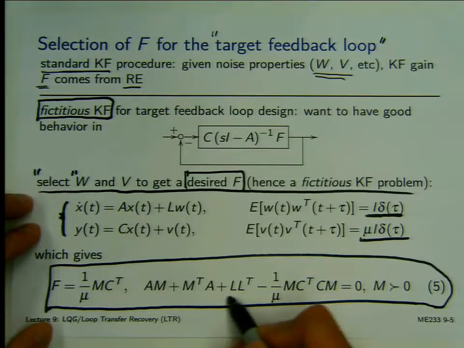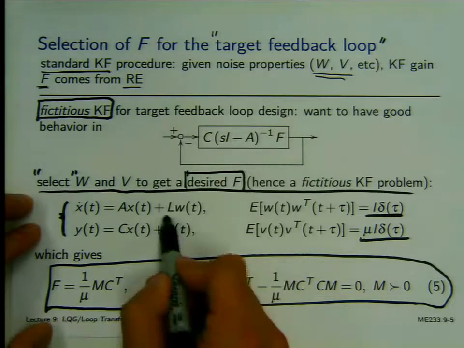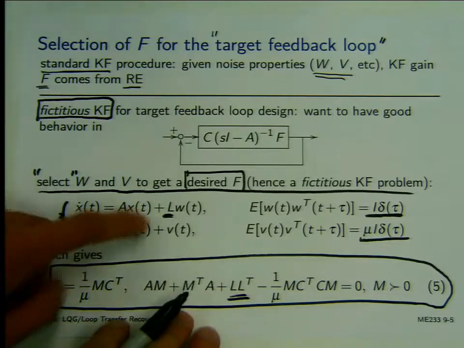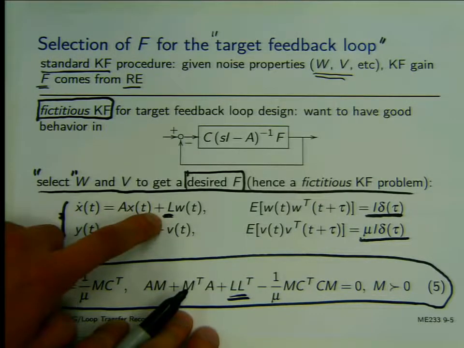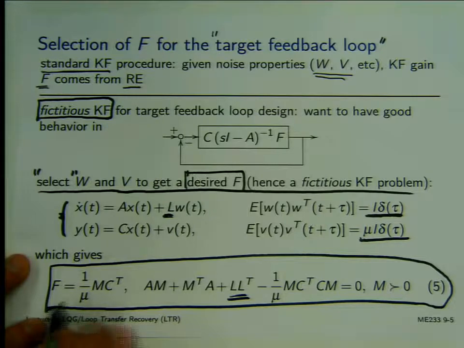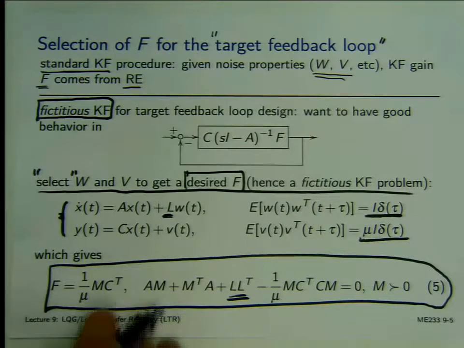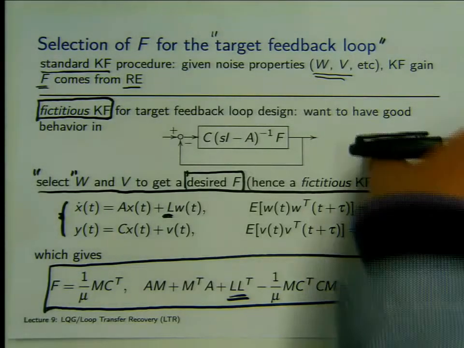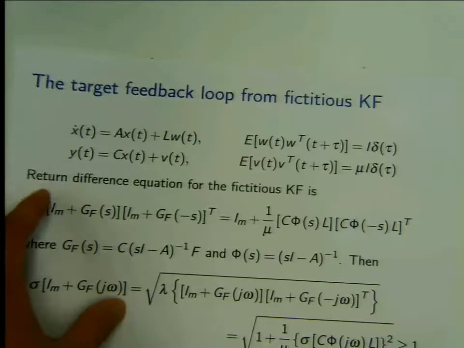Okay? And take another look here, L. This is also not the matrix B in the actual system, but it's something we can design to make this F matrix have nice properties. Okay? So this is where it starts to get a little bit difficult to understand. The concept of a fictitious Kalman filter is not a true Kalman filter for the original system, but it's something. Someone had a question?